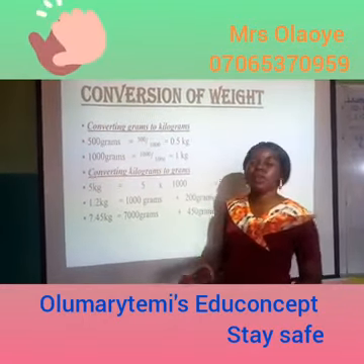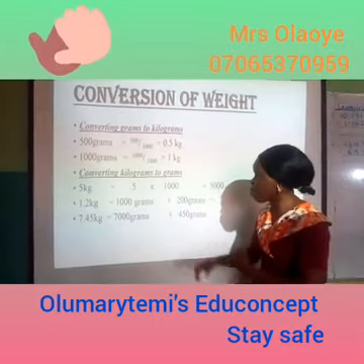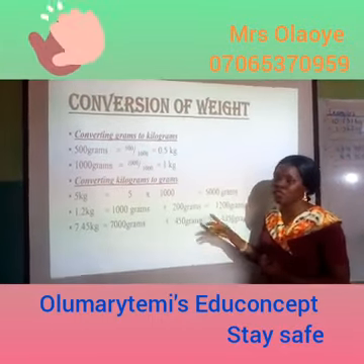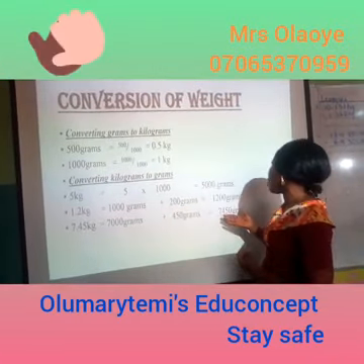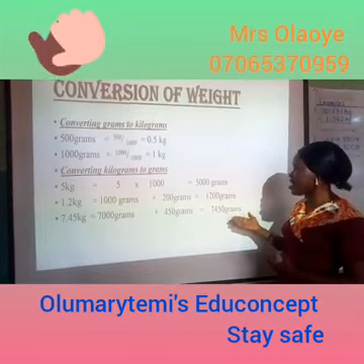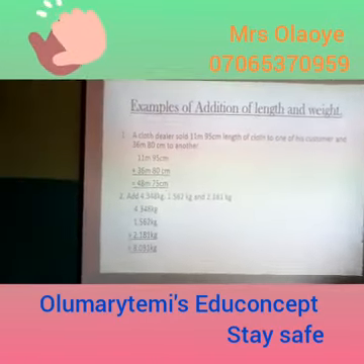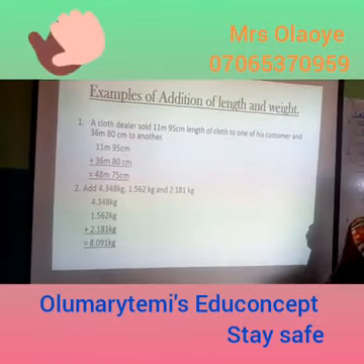What if I have 7.45 kilogram? And 7 there represents 7000 grams plus your 450. So 450 plus 7000 will definitely give us 7450 grams. Very good. Now we'll move to examples of addition of length and weight.